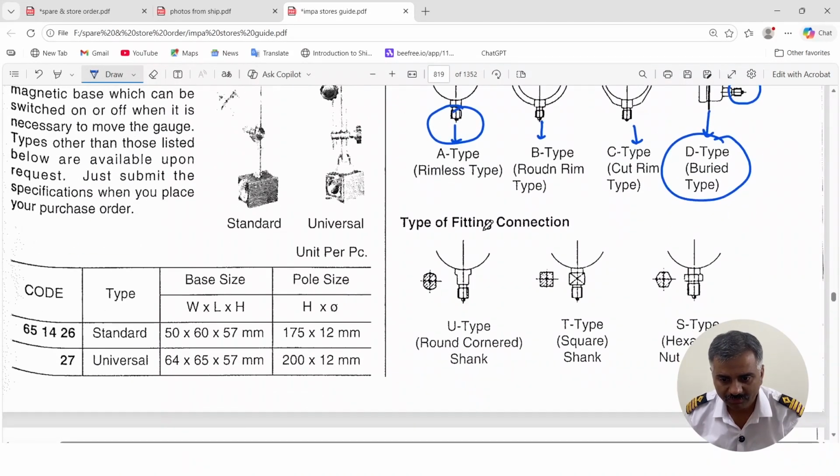Then the type of fitting connection also: U type round cornered shank, T type square shank. So you can see here this connection we are talking about, where it is going to fit in the hose connection where the gauge is there. Either it is cornered, or it is T square, or it is S type, like this hexagonal nut type.